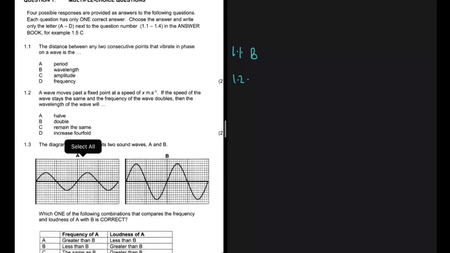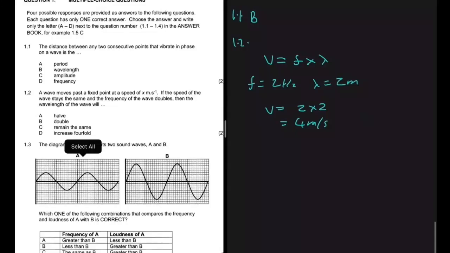So here, let's conceptualize. We know that we have V being equal to frequency multiplied by wavelength. So it is said that the frequency has been doubled, but the velocity or the speed stayed the same. So what happened to wavelength? So let's say our initial frequency was 2 hertz, and then our wavelength was 2 meters. So V would be 2 multiplied by 2, which is equal to 4 meters per second, right?